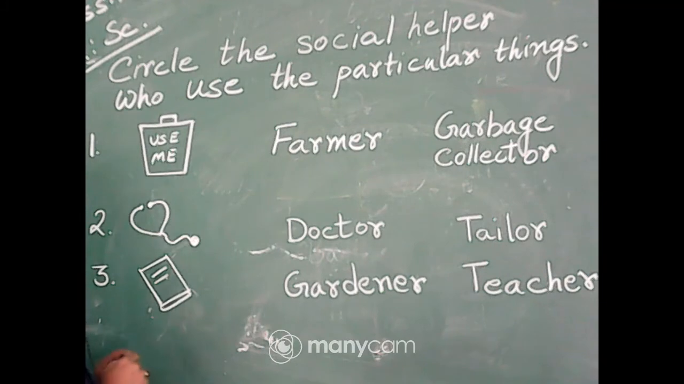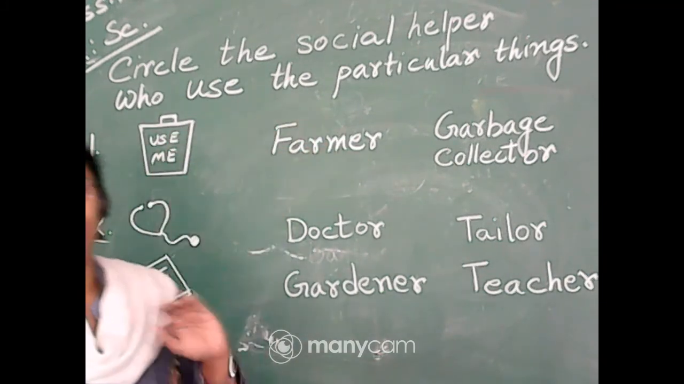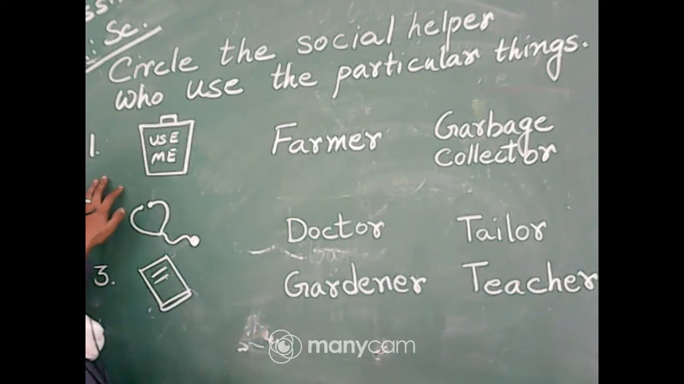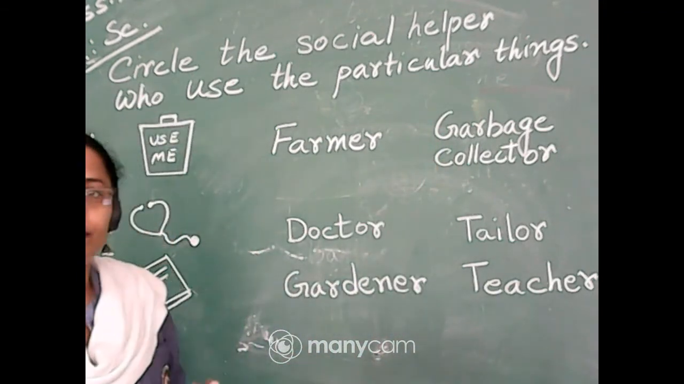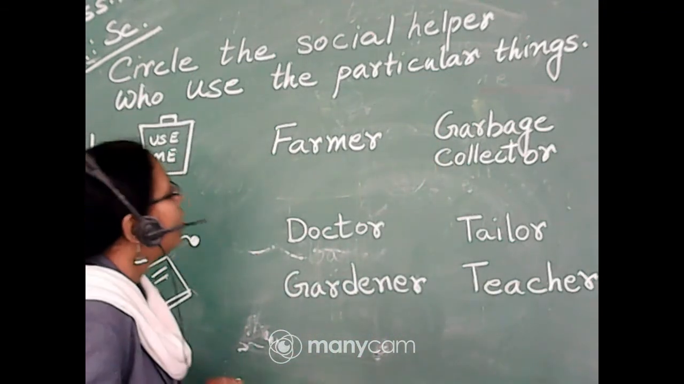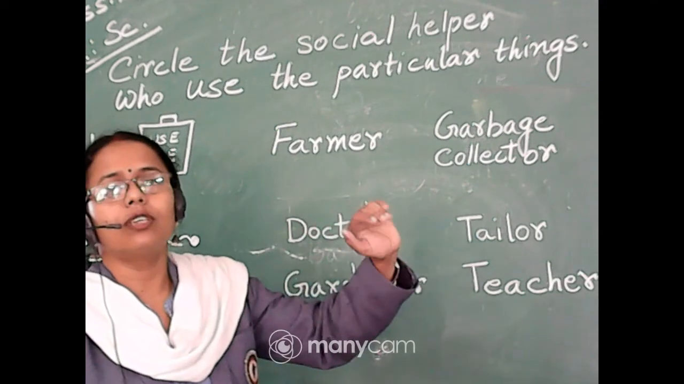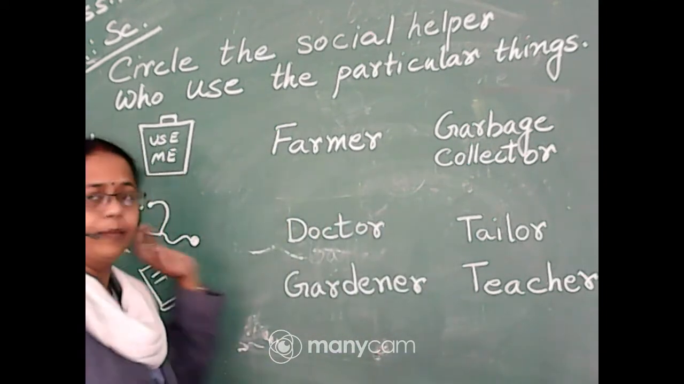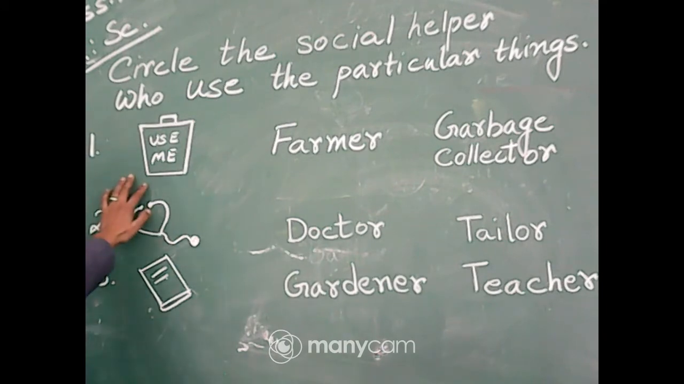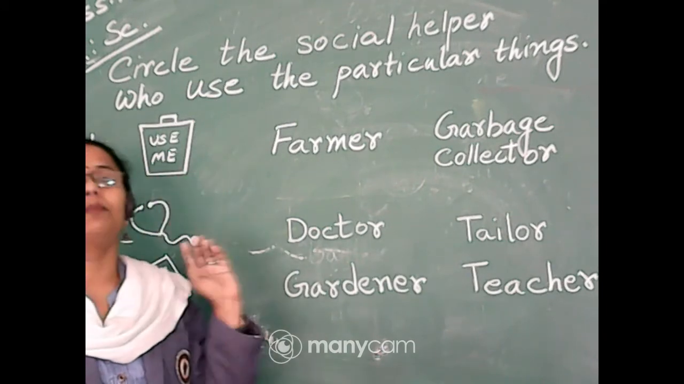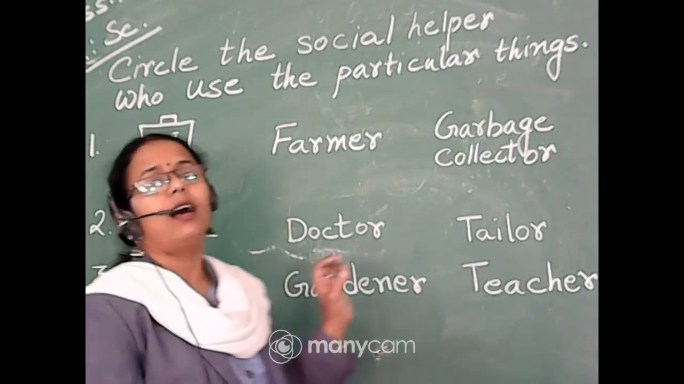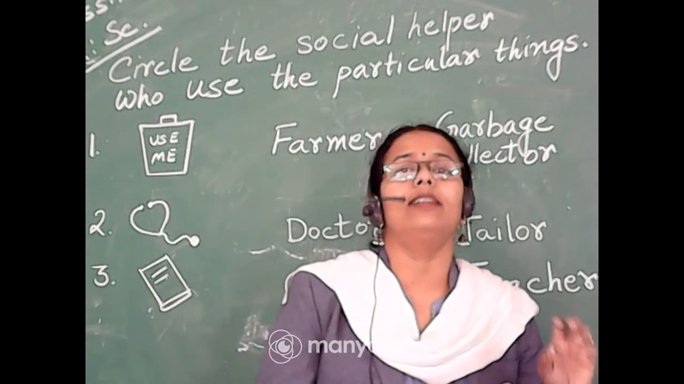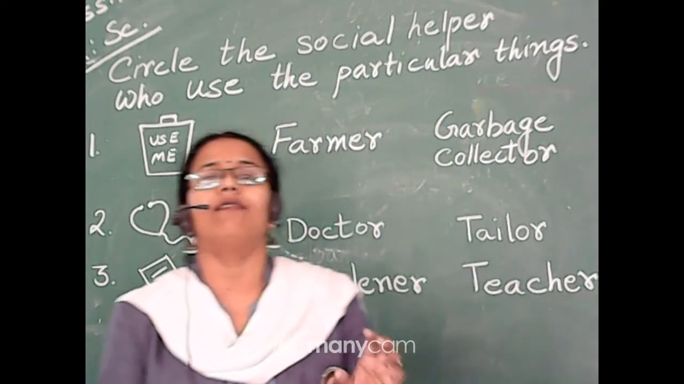So here, circle the social helper who uses the particular things. Like, I have given you one picture and two options of two different social helpers. You have to circle which particular social helper uses this thing. Like here we can find there is a bin, that is a dustbin, where it has been written "use me". Now dustbins are being collected and they help us to keep our environment clean.